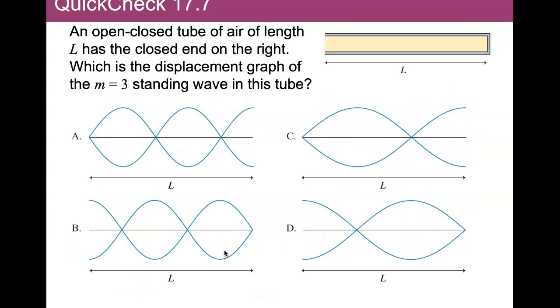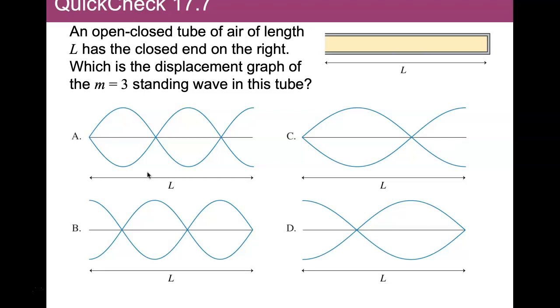All right, what about this one? So this is a different case. Again, pause the video, try to figure out the answer. So we have an open closed tube, length L. Which is again the correct displacement graph for the m equal 3 standing wave.